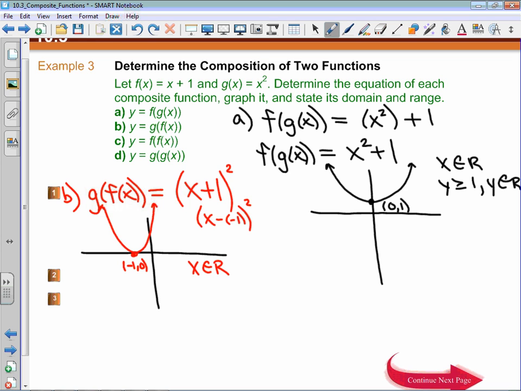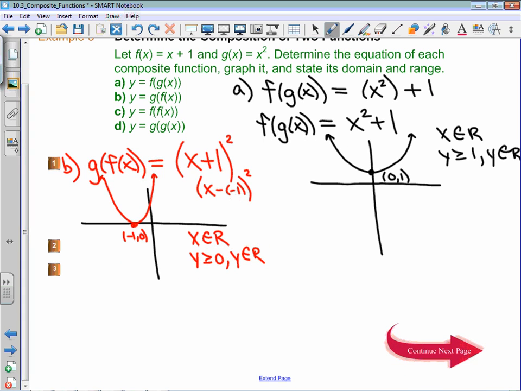That horizontal translation isn't going to change that, but the range is that y is greater than or equal to 0, and y is an element of the real numbers. All right, I always kind of run out of room here, so I'm just going to try to carry it down a little bit. I'm going to write these because I do always forget them when I do this question.